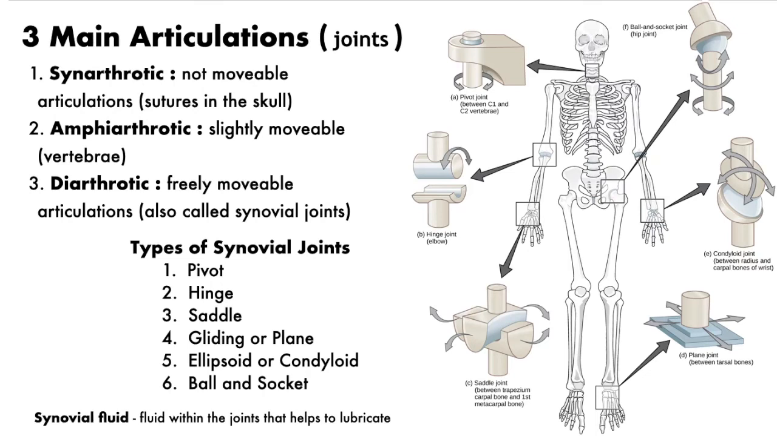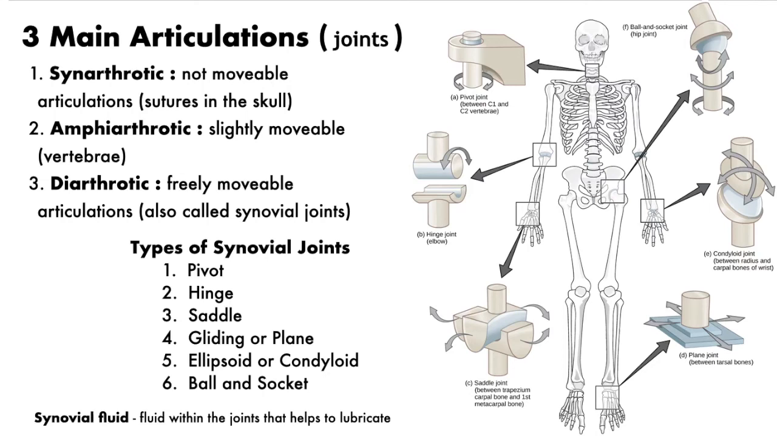But we have the pivot joint, the hinge joint, the saddle joint, the gliding joint or plane joint, and then the ellipsoidal or ellipsoid or the condyloid joint, which, if you think about what an ellipse is, basically has a curved pattern as it moves back and forth on that curved end of the bone, such as the radius, as it interacts with the carpals of the wrist. Then we have the ball and socket.